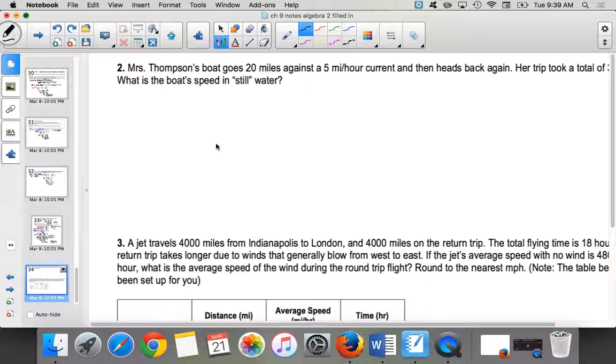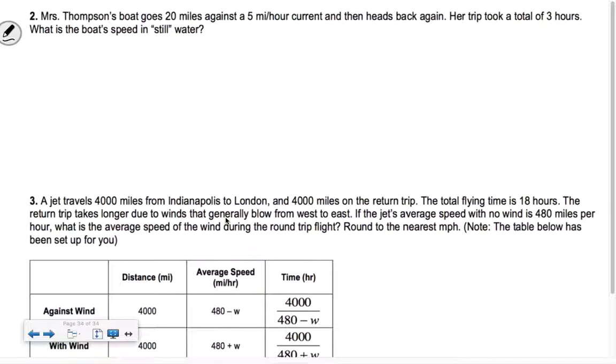It says Mrs. Thompson's boat goes 20 miles against a 5-mile-per-hour current and then heads back again. Her trip took a total of 3 hours. What is the boat's speed in still water? Do you guys know Mrs. Thompson loves her boat? She loves going out on her boat all the time. So we're going to set it up. We're going to have distance equals rate times time. So rate, time, distance. You can box it in and make the big chart if you want.